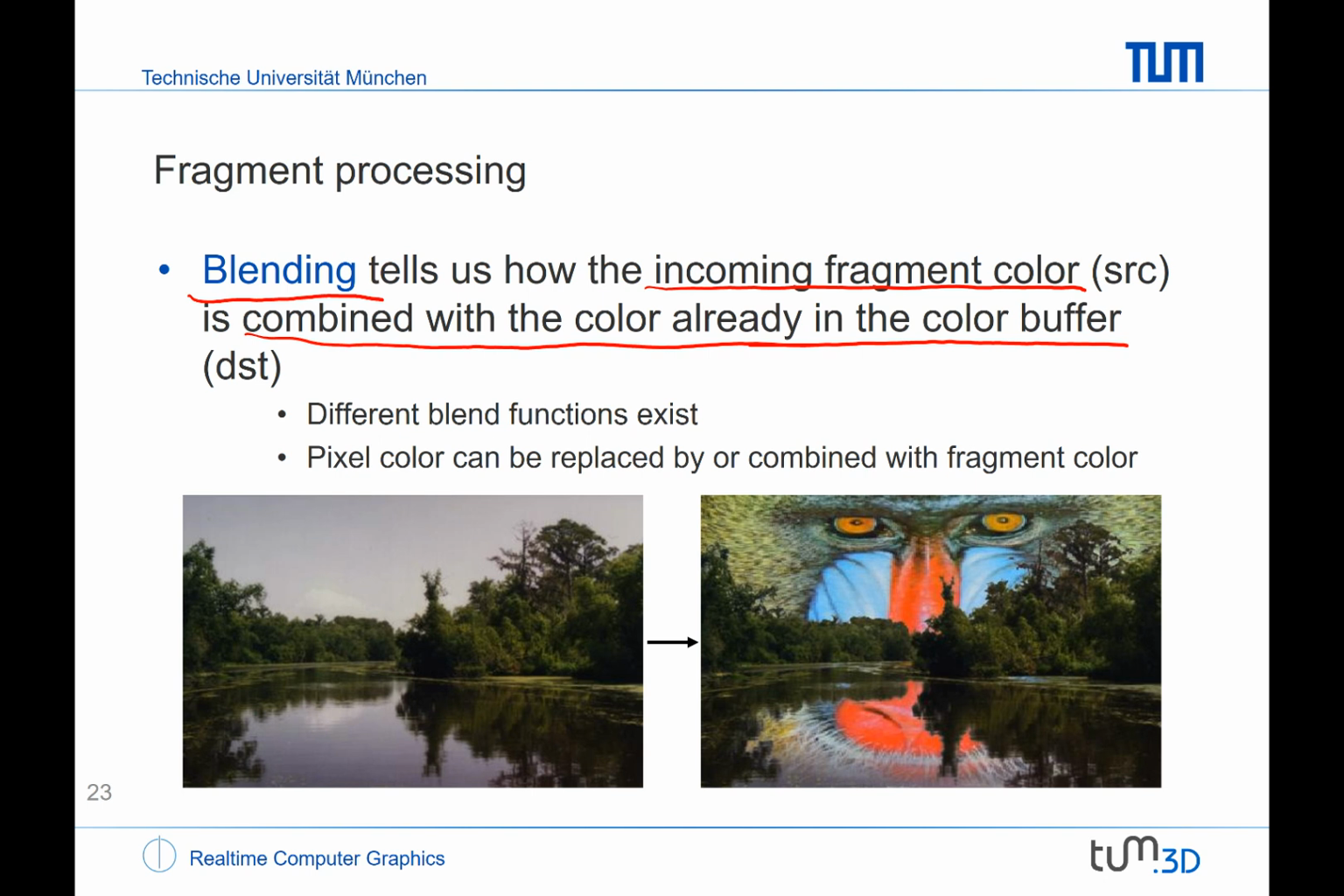In current graphics APIs, we have different blend functions. We can select from a variety of functions in order to carry out the blending of the source and the destination color. We will look into a particular blending function later on. And of course, pixel colors can also be entirely replaced, then no blending exists at all, or we want to blend and then we combine the source colors with the colors that are already in the color buffer.